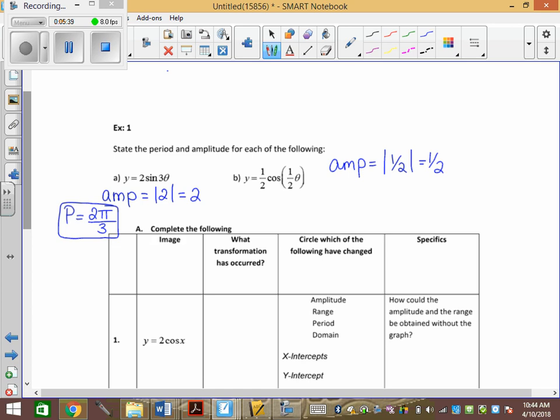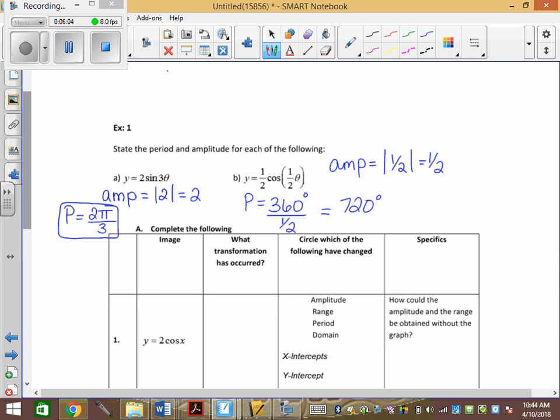Okay, this one has a half. So I'm going to use 360 in this case. So the period equals 360 divided by a half. Why are we dividing by a half? Because it's a horizontal stretch by a factor of 2, which is actually multiplying it by 2. It's getting wider, is it not? So it's now going to be at 720 degrees.